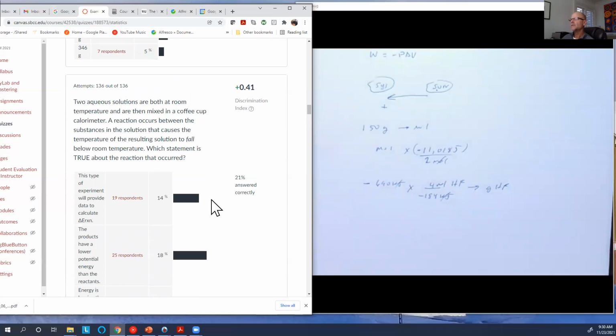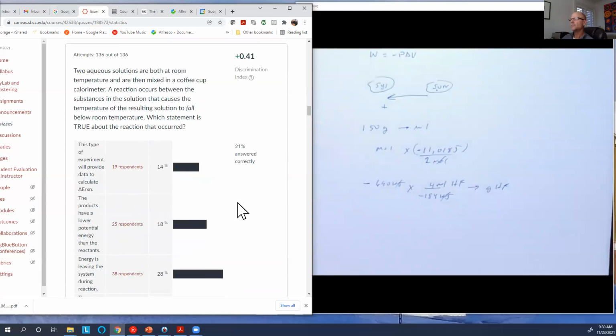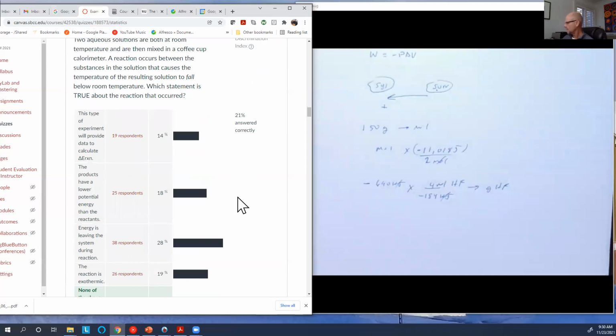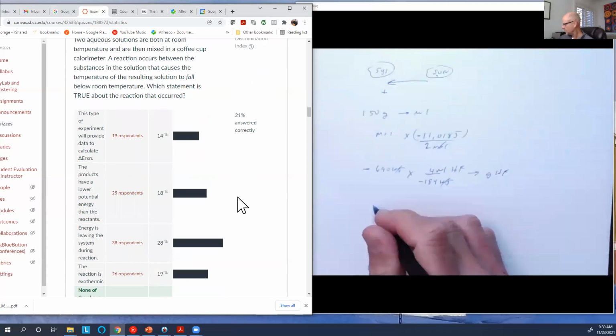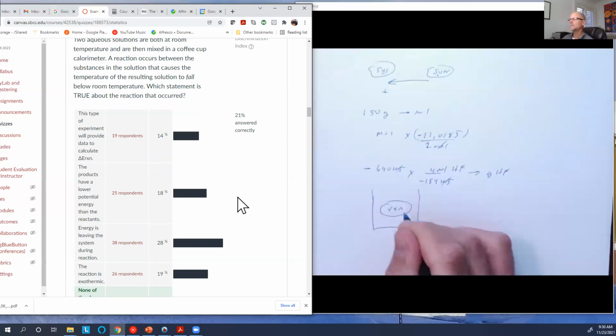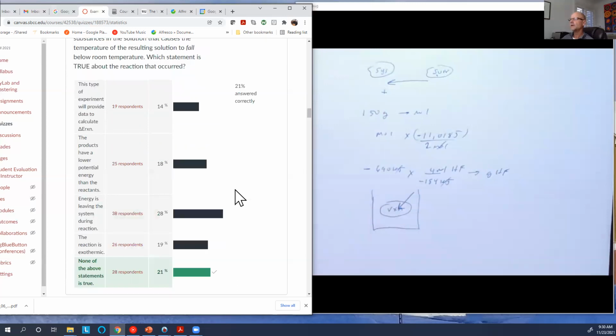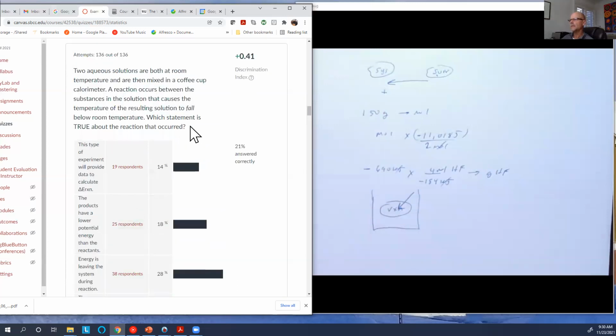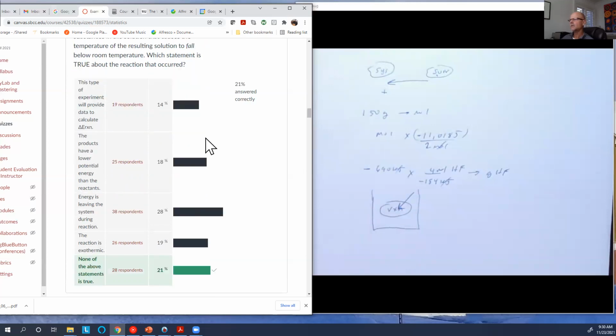This one, you have two aqueous solutions that are mixed at room temperature in a coffee cup calorimeter. A reaction occurs and causes the temperature of the resultant solution to fall. Again, it's helpful to draw yourself a diagram here. You have the reaction happening here, which is the system, and you're told that the temperature falls. If the temperature falls, that means energy is going into the reaction. If you look through here, it's asking for a true statement. This one was a little bit tricky.